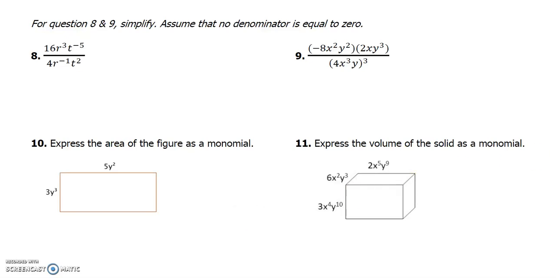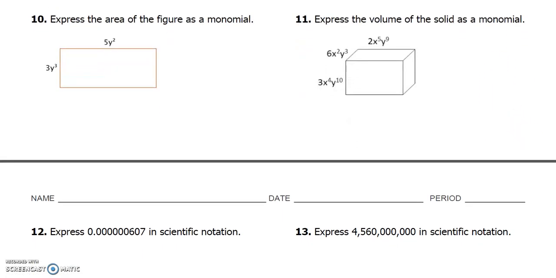Okay, let's keep going. Number 10 says express the area of the figure as a monomial. A monomial just means one term. So if we're looking for the area, it's a rectangle, so we know the formula for the area of a rectangle is length times width. So all we have to do is multiply the two sides together.